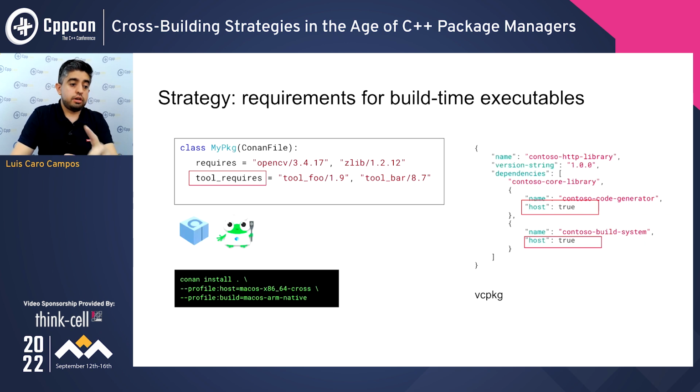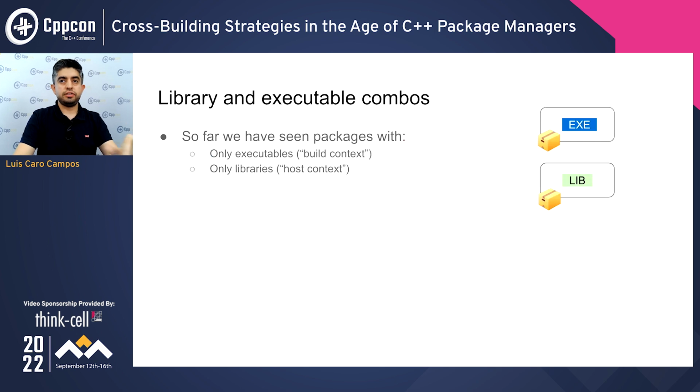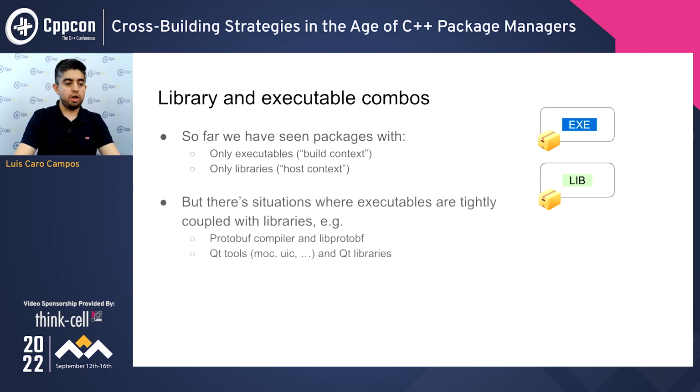Now, the interesting thing, and I want to mention this, is that if I'm already building natively on my Apple Silicon MacBook, when I'm cross-building for a different architecture, it's still using exactly the same executables. All those executables I need to run at build time are going to be the same on both if I'm doing those two builds on my own machine. But things start to get even more complicated. So far we have seen packages that had only executables or only libraries. But there are situations where we have executables that are coupled with some libraries, right? Protobuf is an example.